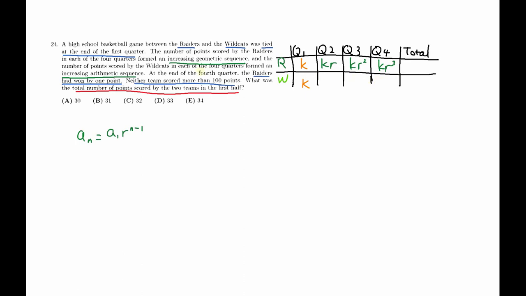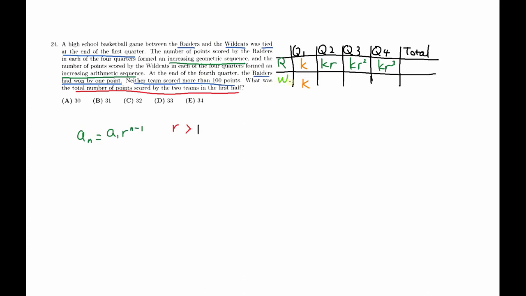Now notice that the question said it's an increasing geometric sequence, therefore the ratio r has to be greater than 1. If it's equal to 1, then we don't have increasing. Also, if it's less than 1, then it's decreasing. So it's good to remember that r is greater than 1 in the geometric sequence.